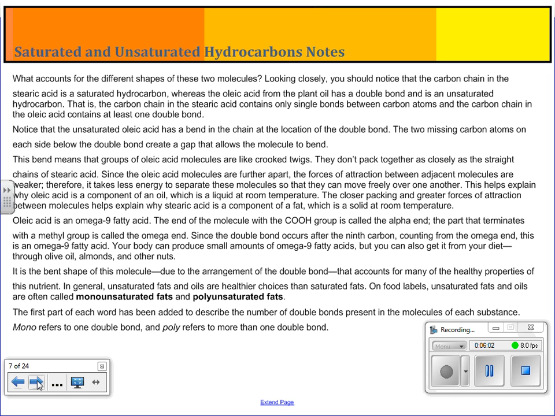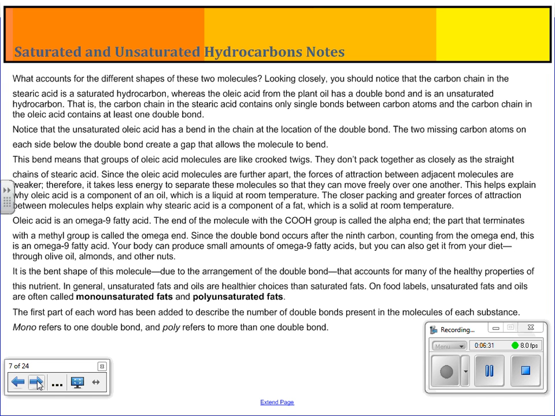The closer packing, the greater force of attraction between the molecules, helps explain why stearic acid is a component of a fat, which is a solid at room temperature. So oxalic acid is an omega-9 fatty acid. The end of the molecule with the COOH group is called the alpha end. The part that terminates with the methyl group is called the omega end. Since the double bond occurs at the ninth carbon counting from the omega end, this is an omega-9 fatty acid.